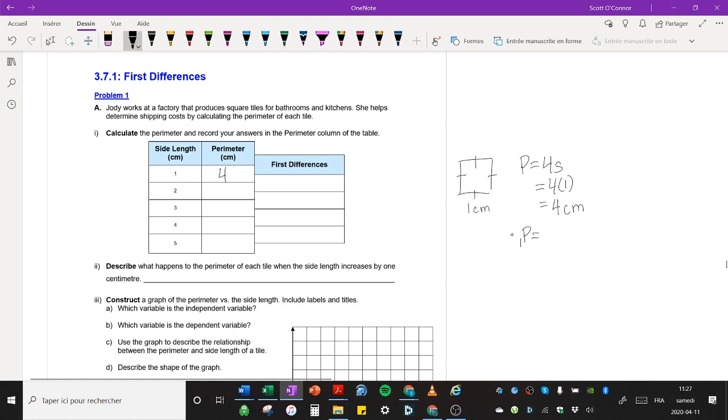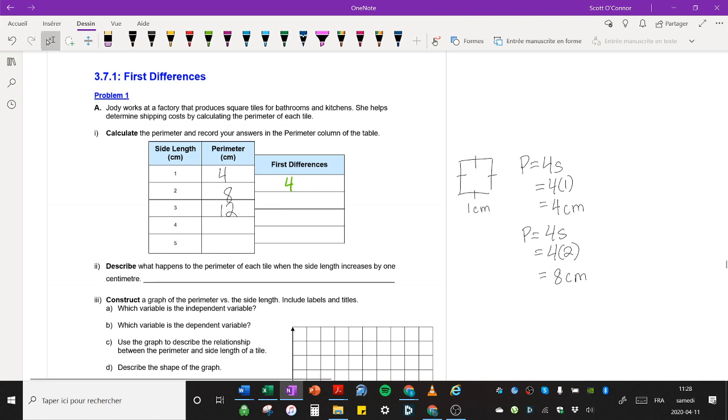Then you can do the same thing for the next row. 4 times 2. And what answer are you going to get? 8 centimeters. Now hopefully you noticed already that it went up by 4 and have deduced that it'll go up by 4 each time. What you would put here in your first differences is 4 here, and then think what would it be for number 3?